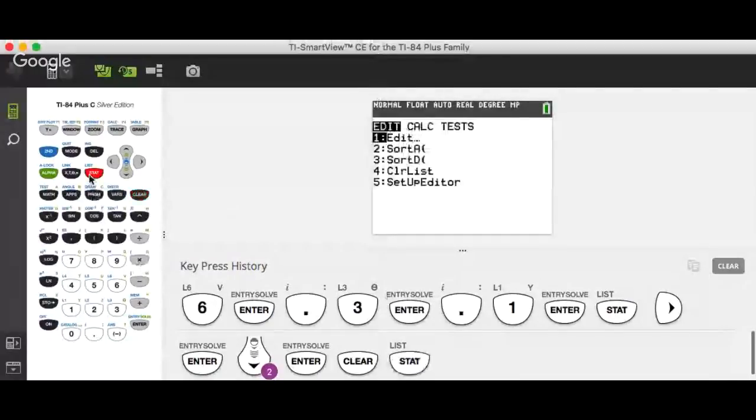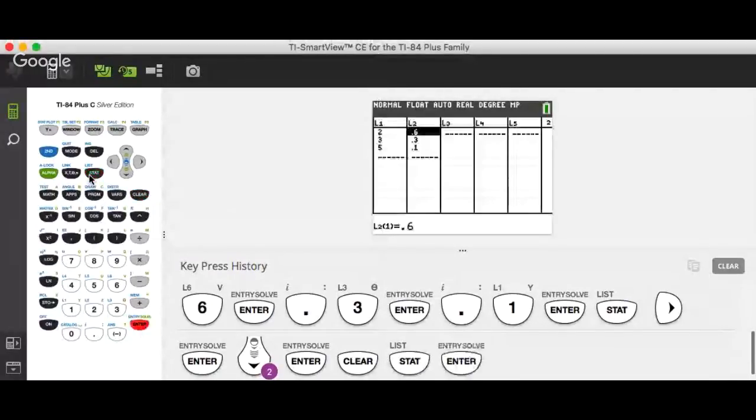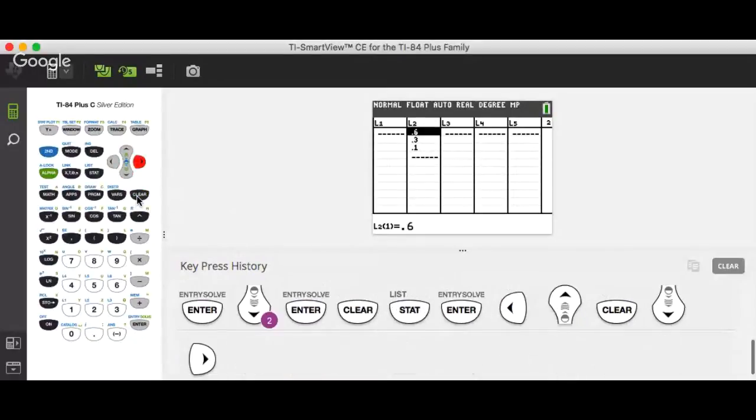You're going to go to stat and then edit, and if you're trying to clear a list, you can go up to L1 and then press down, although don't do what Hannah did. I think it was Hannah. She deleted a whole row, and I'm still trying to figure out how that happened, Hannah. But Hannah, I don't mean to call you out. I'm sorry. I know other people have done that too.